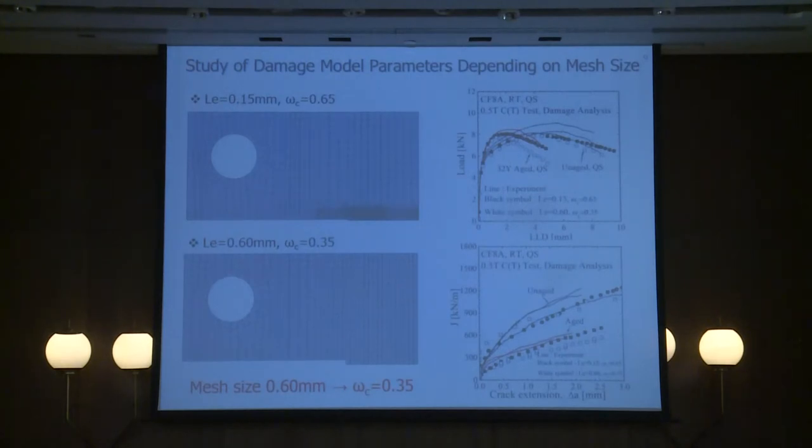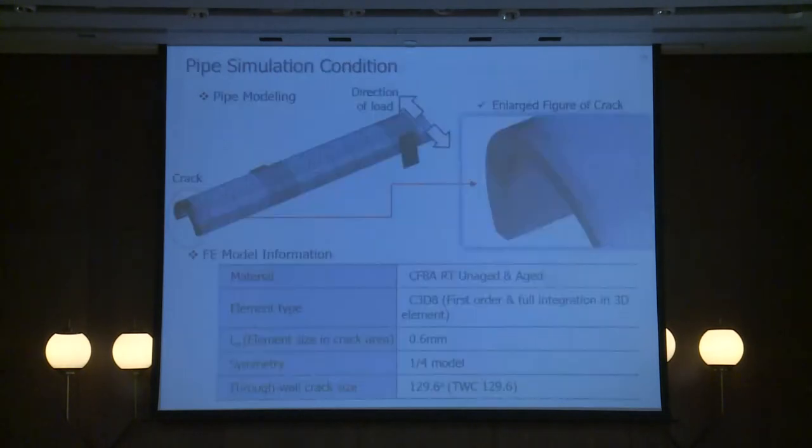Then I predict the fracture toughness of aged CF8A by using these parameters, which is the white circle shown here, using this omega c of 0.35 with element size 0.6 millimeter. So after determining the damage parameters for the bigger element size, I applied the pipe simulation.